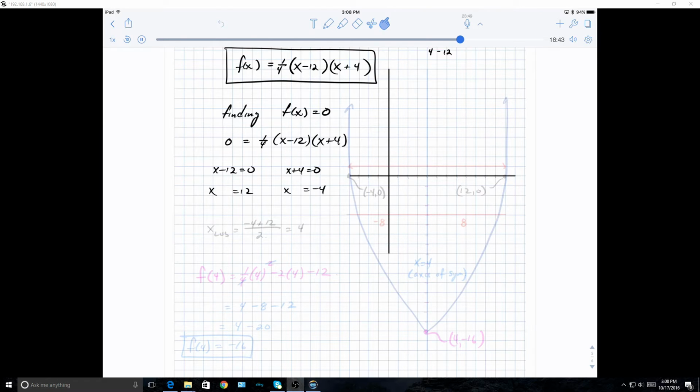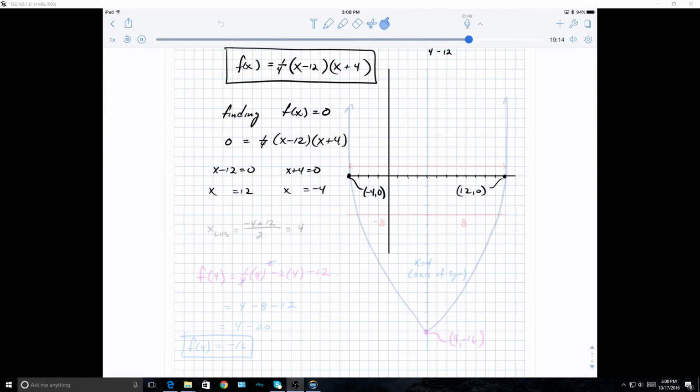So I'm going to put one back at 1, 2, 3, 4. So we have one point right here at negative 4, 0. And then we have another point at 12. So it goes 1, 2, 3, 4, 5, 6, 7, 8, 9, 10, 11, 12. Okay? So it looks like we have another point here at 12, 0.